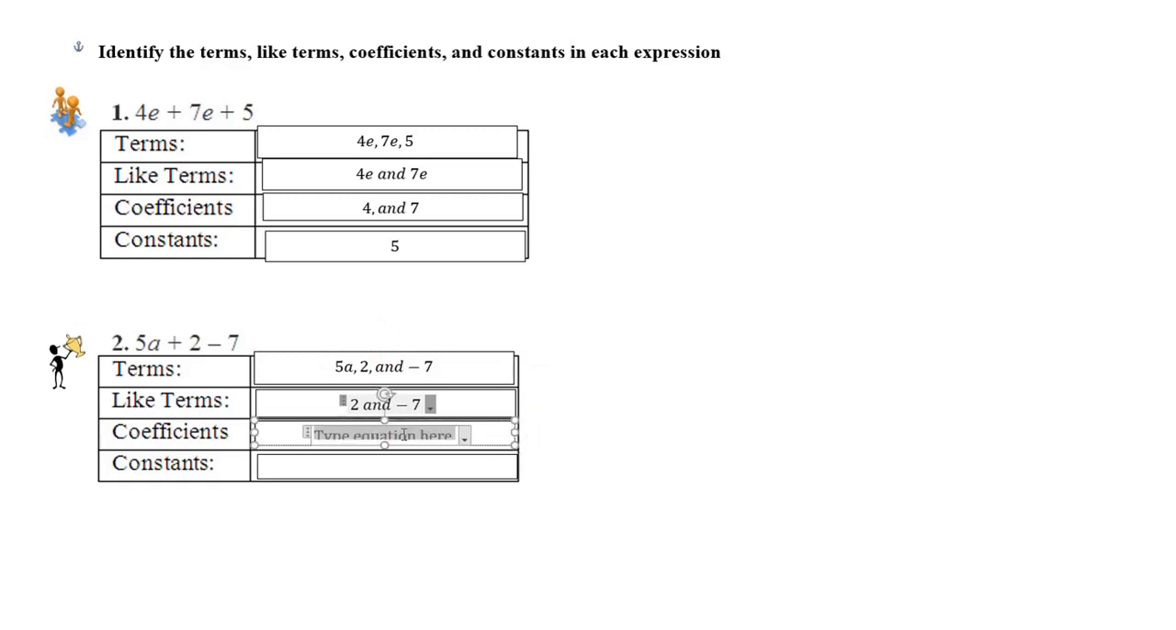Coefficients. Alexa. There's only one. Coefficient is 5. And finally, the constants. Mark. Here we go, 2 and negative 7.